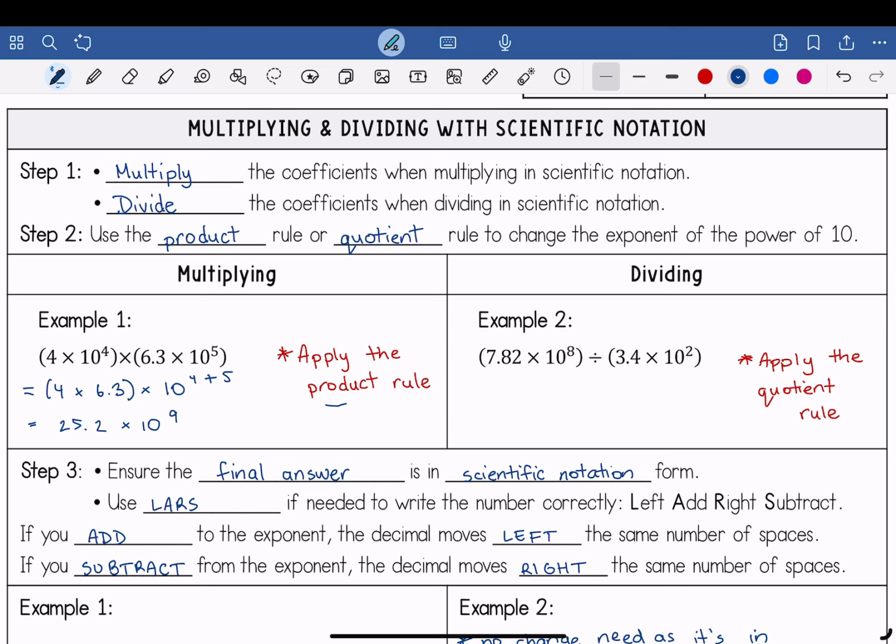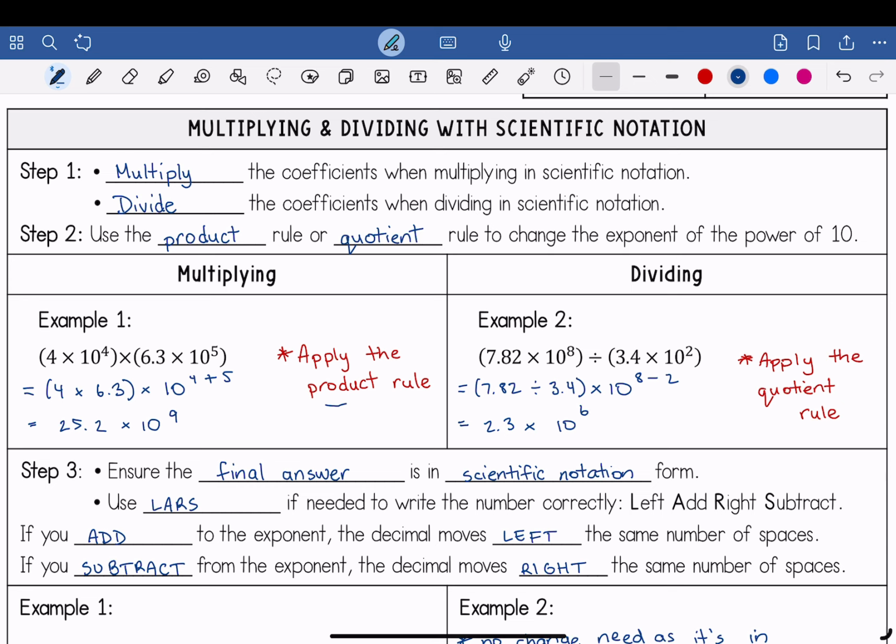Now let's look at the example of when we are dividing in scientific notation. We have two numbers with the same base, the power of 10. One has exponent 8, the other has exponent 2. We're going to apply the quotient rule, which states if the base is the same, you subtract the exponents. But the first step here is to divide the coefficients. So 7.82 divided by 3.4 times 10 to the power of 8 minus 2, which is 10 to the power of 6.